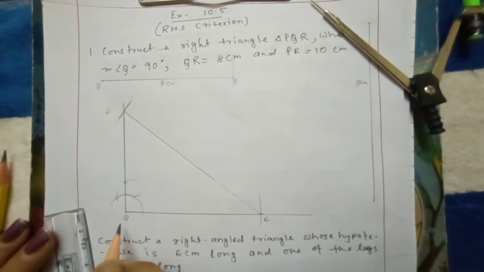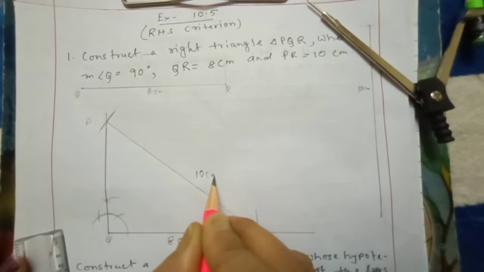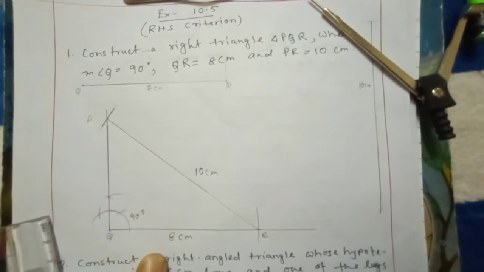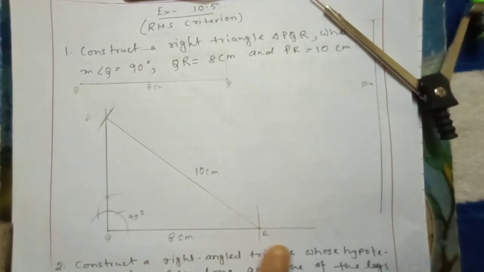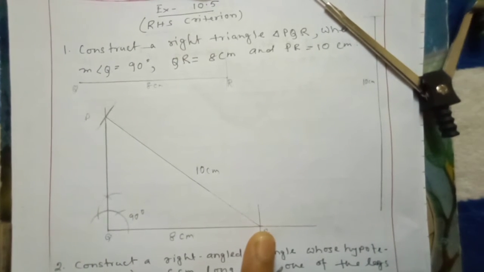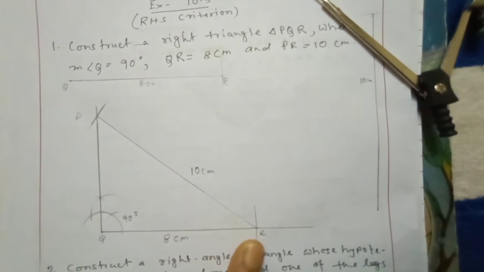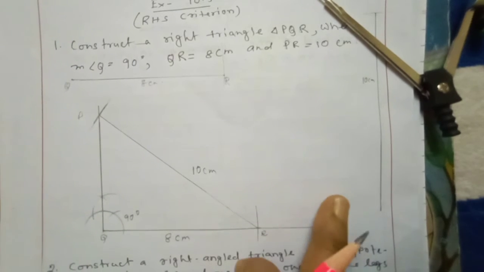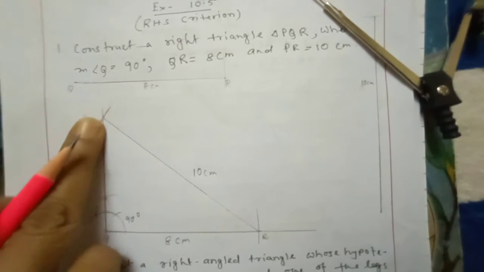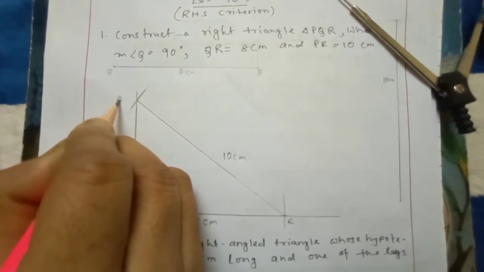So this one is 8 centimeter and the hypotenuse is 10 centimeter. This angle is 90 degrees. In this way you have to complete your construction. Triangle PQR where angle Q is 90 degrees, length of QR is 8 centimeter, and length of PR, that is the hypotenuse, I have taken 10 centimeter over here and I have measured this to cut to find the location of P. Understood? This is the required triangle.